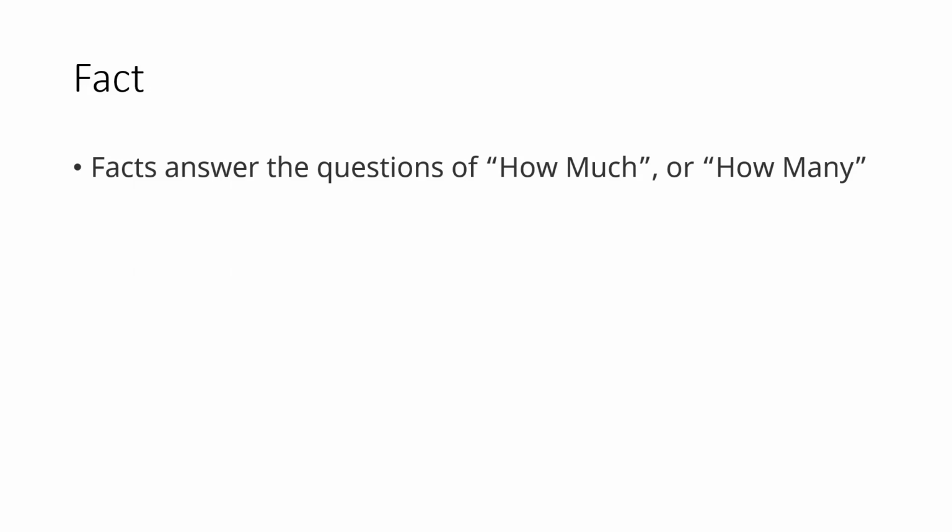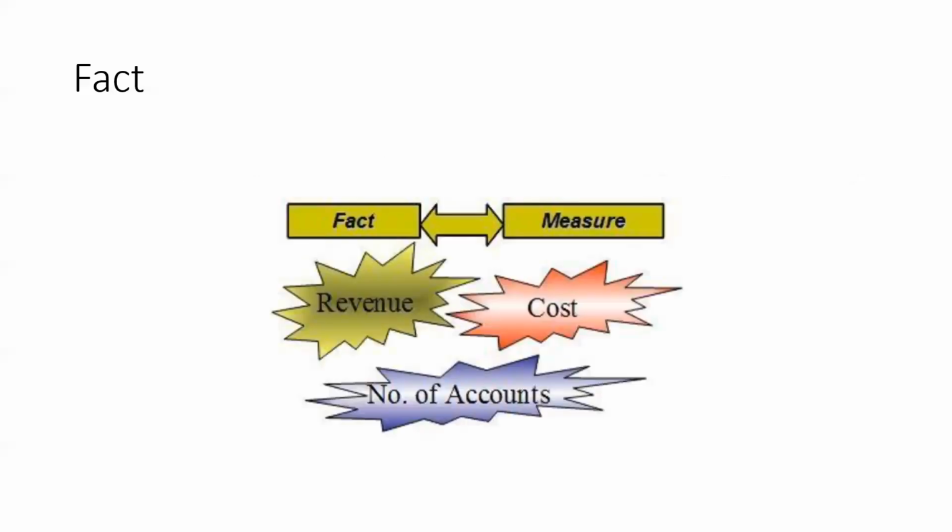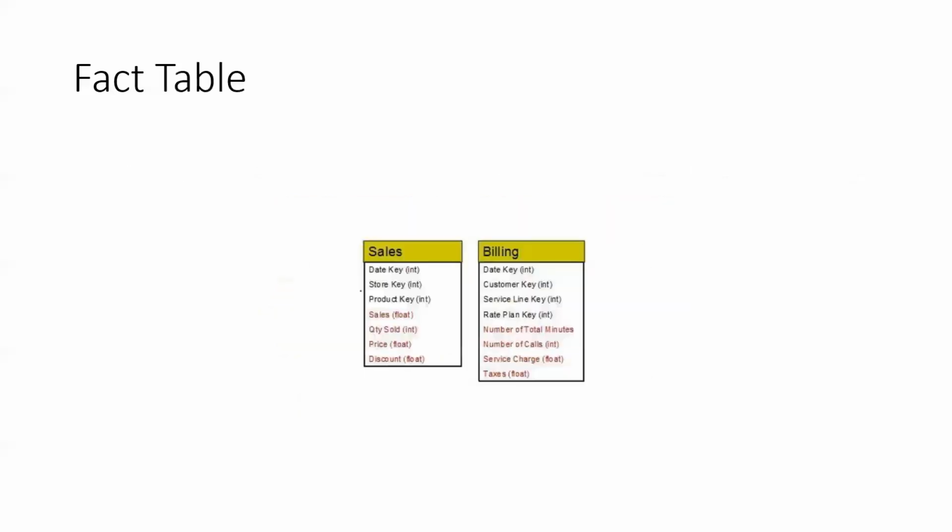So within meaningful data, fact is the first thing. Fact is data numerical in nature. If we ask questions on top of data, how much, how many, whatever answer we receive, that numeric or measures data is called fact. Let me repeat this once more. Facts mean measures. If you are receiving this kind of information, revenue, cost, number of accounts, those are facts. And we store those facts in a fact table. For example, sales and billing are the fact tables.